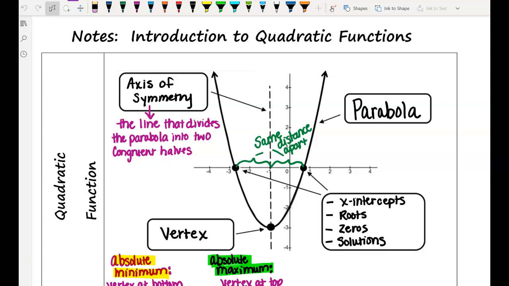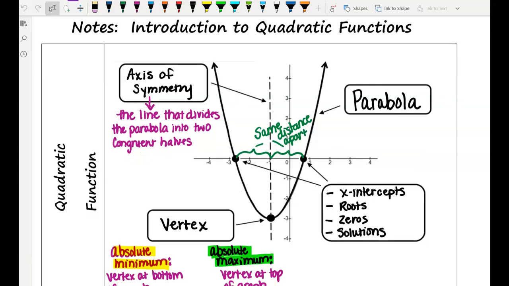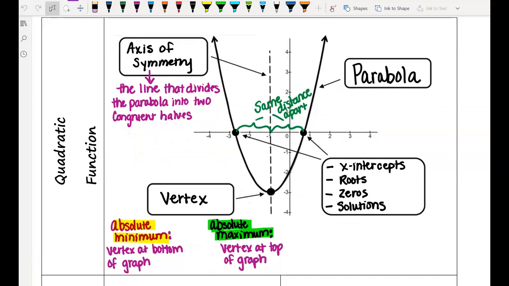All right, so let's review what we were talking about on Friday before we get into finishing these notes here. We started off working on the vocabulary for the parabola. Parabola being the name that we give to the shape of the function. So anytime we're graphing a quadratic, that becomes a parabola.